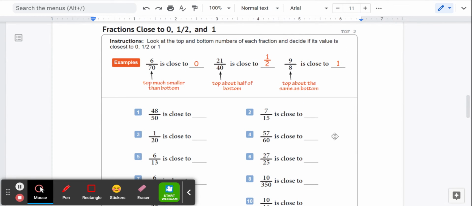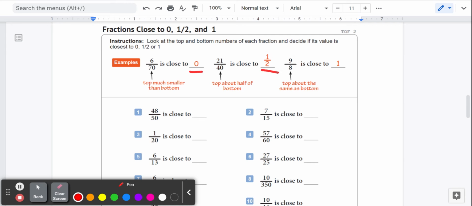Now, the next page. It says, look at the top and bottom numbers of each fraction and decide if its value is closest to 0, half, or 1. So you're going to be putting in one of these three things in the blank. Okay, is it closest to 1, closest to 0, or close to half? Right? So you would look at 48 and 50, they're very close to each other. Okay? So if they're close, you're going to put the 1.